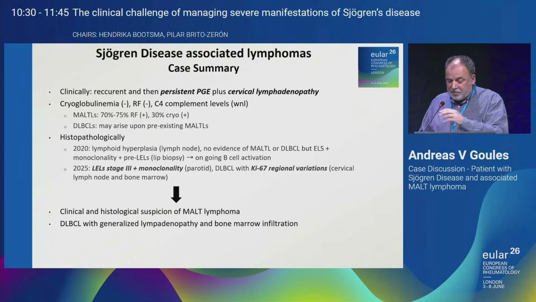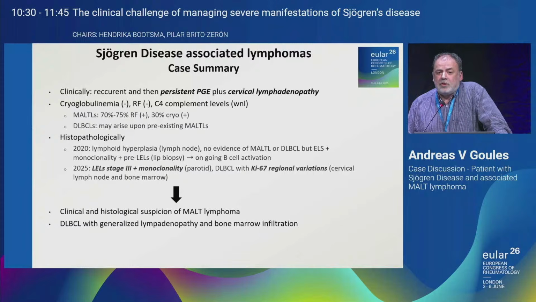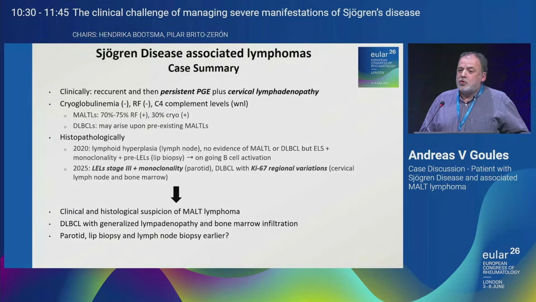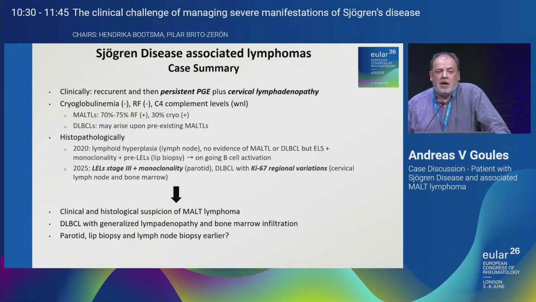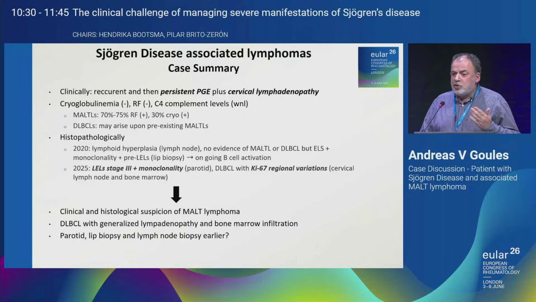Apart from the difficulties in following up patients and setting up the diagnosis, there are 2 important clinical questions in this case. First, could we do a third biopsy between 2020 and 2025 to have an early diagnosis? Of course, we don't have data to support this strategy, but it is an open question. How often do we have to do repeated biopsies, lip biopsies or parotid biopsies, to follow up this type of patients?